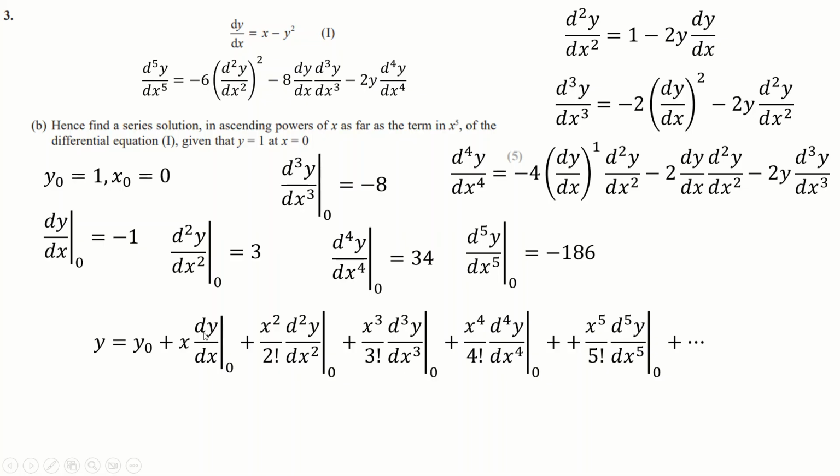So y0 is 1, this is minus 1, so that's going to be a 1 minus x, and then this is minus 8. Sorry, no, it's not, it's 3. Divided by 2 is just, 2 factorial is just 2, so that's 3 over 2 x squared, and so on. And you get, just plug in all the numbers, and you eventually get this. That should definitely say x to the 5, I believe. That's just a typo. That should say x to the 5, of course. So that's this 5 here, should be coming out from there.